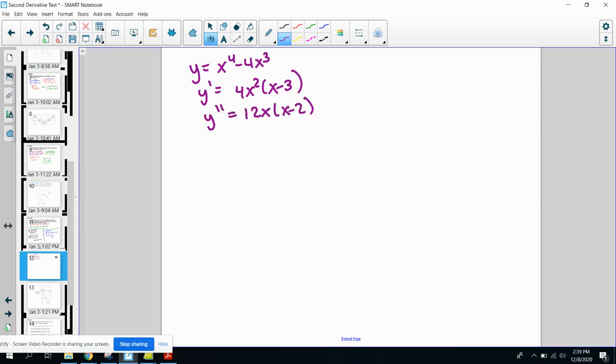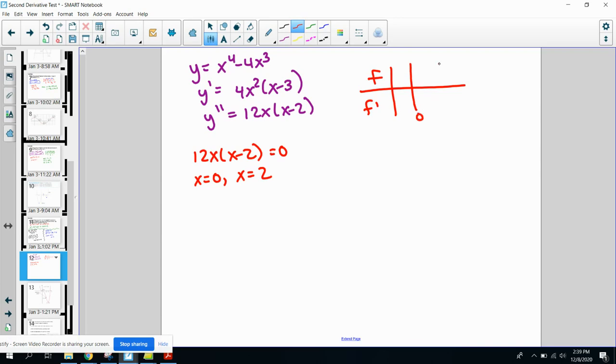So now I'm dealing with concavity. I'm going to look at the second derivative, and I'm going to set it to 0. So 12x, x minus 2, set it to 0. We get 0, and we get 2. So I'm going to make that sign chart for the second derivative with my critical points, 0 and 2. I'm going to pick a number that's less than 0. So -1, whatever, plug it into your second derivative. That's going to end up being positive. So that means it's concave up.